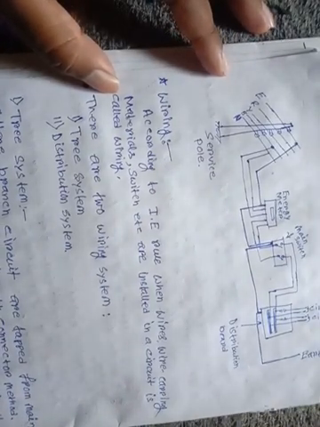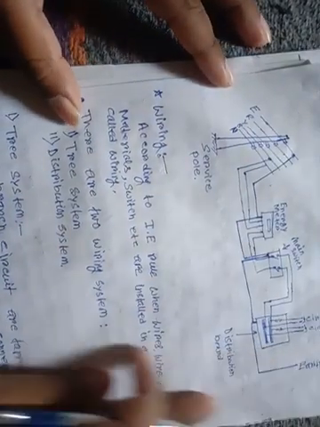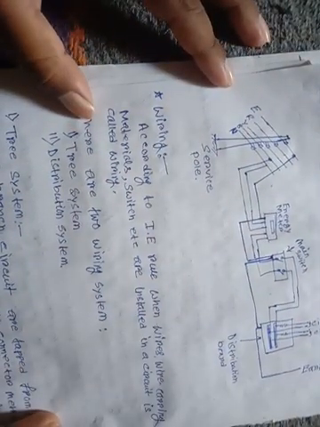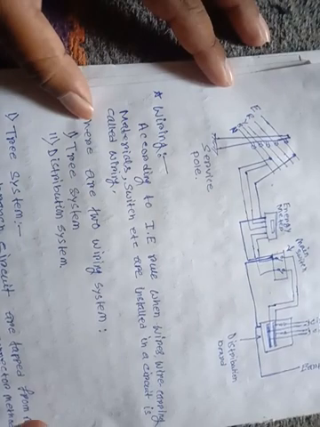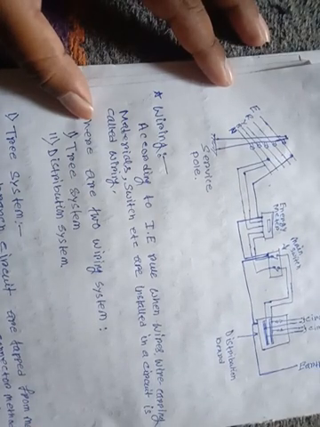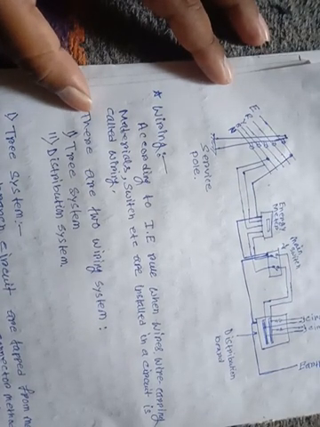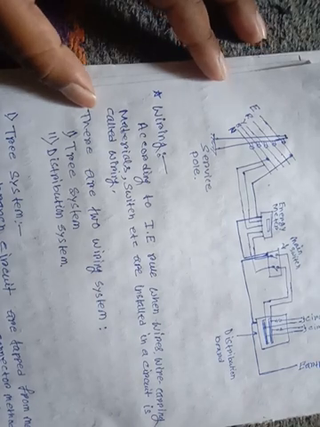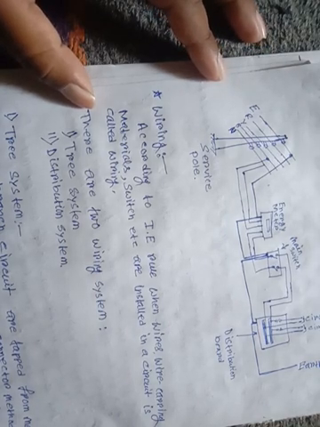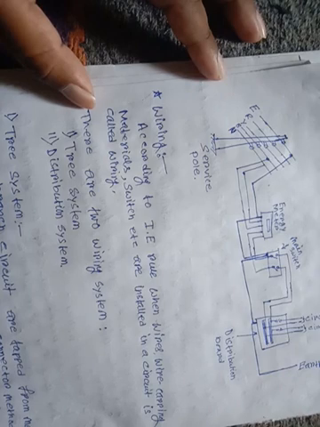Next topic is wiring. According to the IE rule, when wires, wire carrying materials, switches etc. are installed in a circuit, it is called wiring.